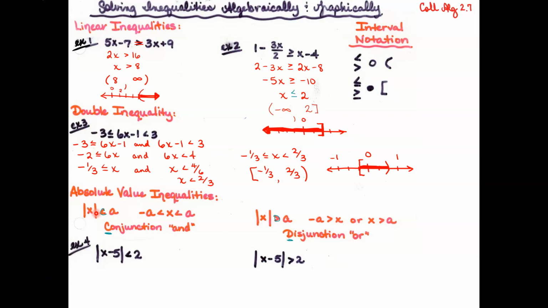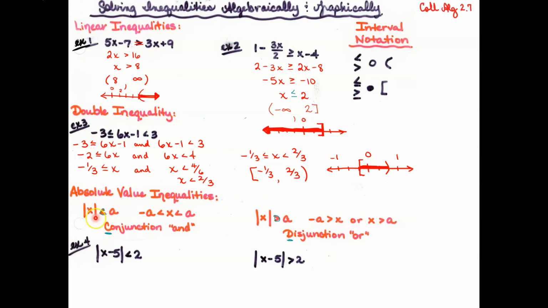In our last video, we were talking about how to solve linear inequalities, how to write our answer in interval notation, and how to solve double inequalities. In this video, we want to see how to solve absolute value inequalities. Now, there are two types of absolute value inequalities.